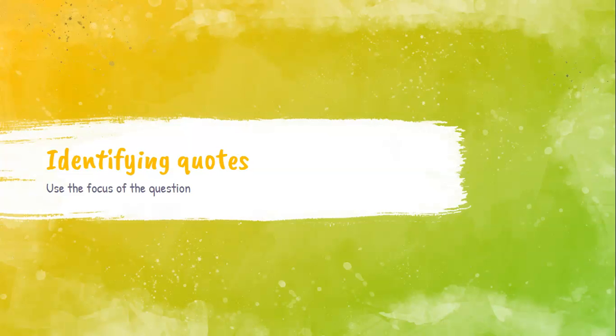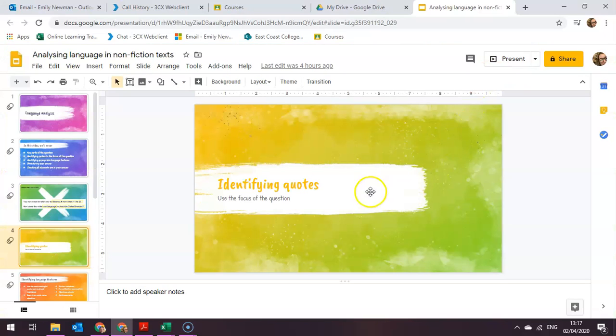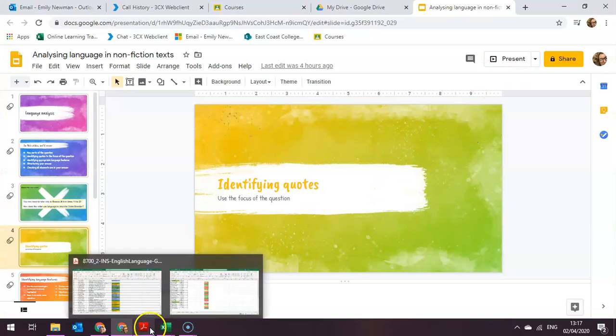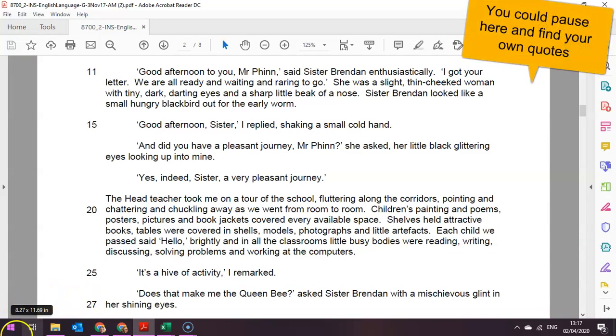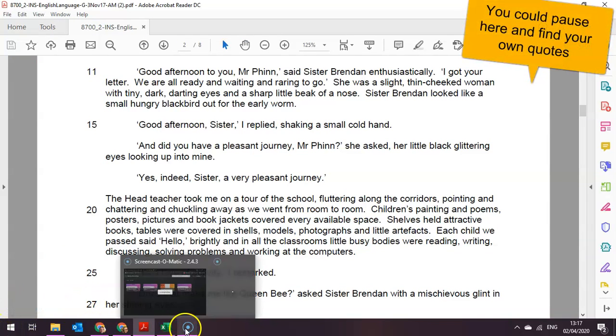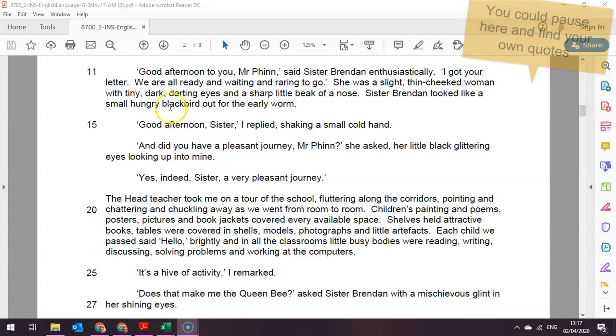So our next step is to identify quotes using that focus. We're going to look at how Sister Brendan is described. So I'm going to get the text up on my screen. This is the extract from line 11 to line 27. What we want to look for is, how is Sister Brendan being described?